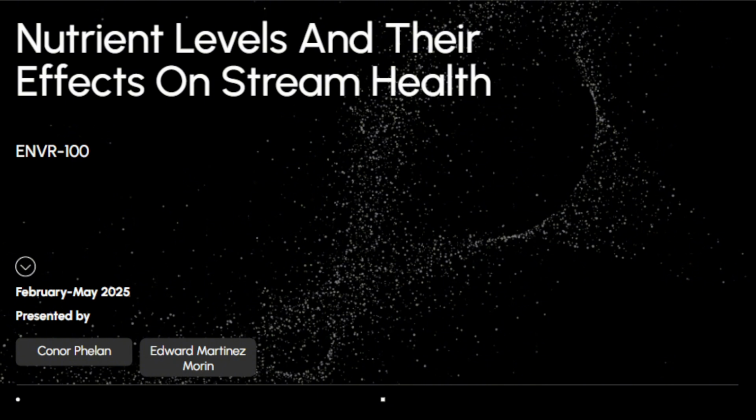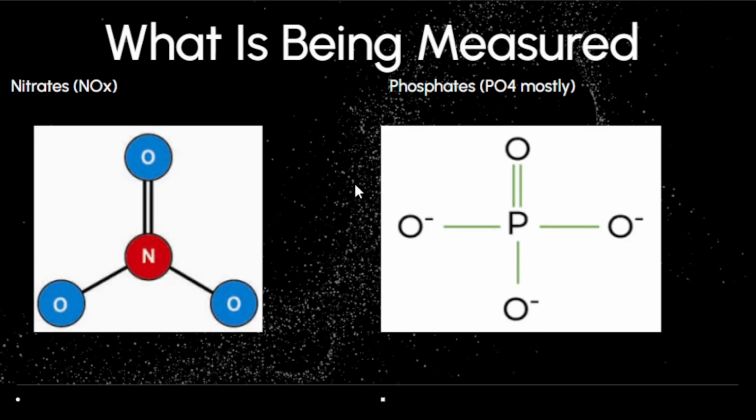This video on the project is going to be talking specifically about the nutrient presence in the water and how it affects the stream health, the wildlife health, and what that means for us and what we should be doing about it. The two main types of nutrients we're going to be looking at are nitrogen and phosphorus, particularly in the form of nitrates, or any sort of nitrogen-oxygen compound, and phosphates primarily, which is a phosphorus-oxygen compound.